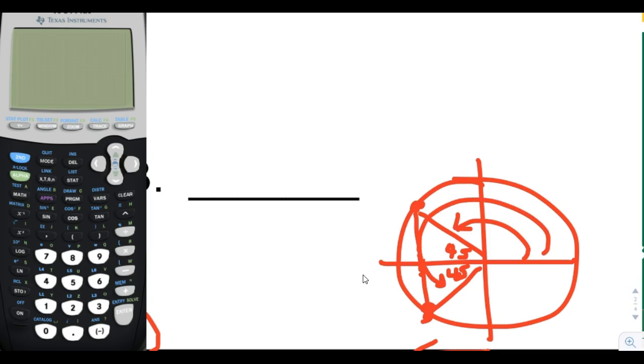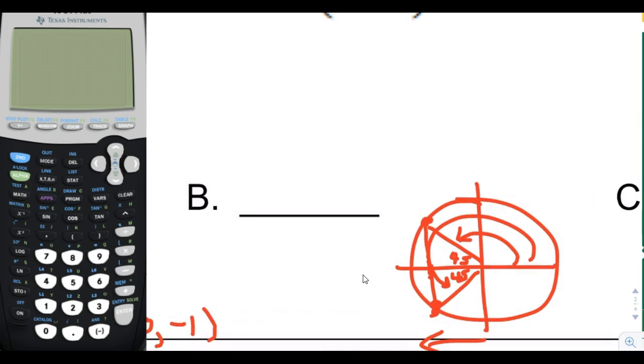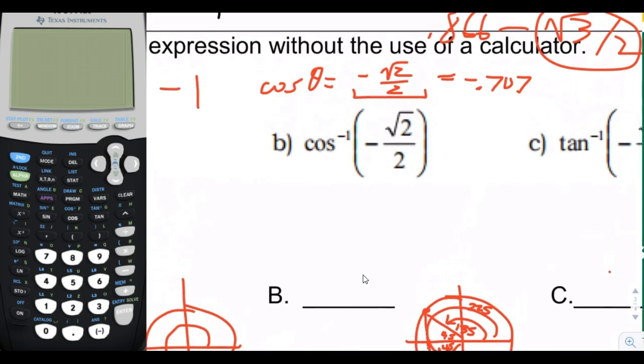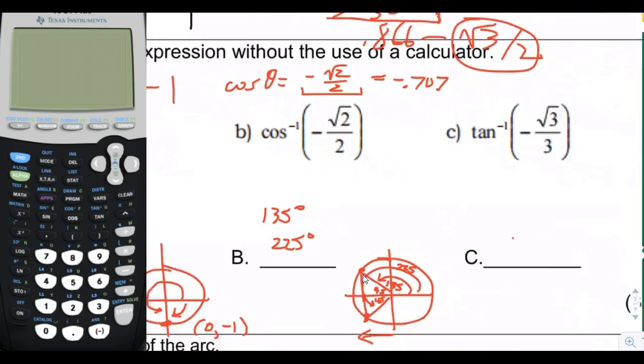Since it didn't say what quadrant you're in, you could find either this angle or this angle as your answer. The first angle would be 180 minus 45, which is 135. The second answer would be 180 plus 45, which would be 225. So there's two possible answers for this. You could put 135 degrees or 225 degrees. All right, next one.